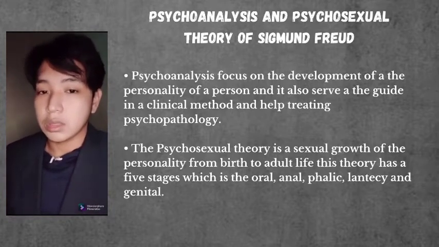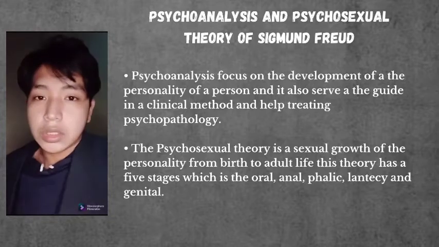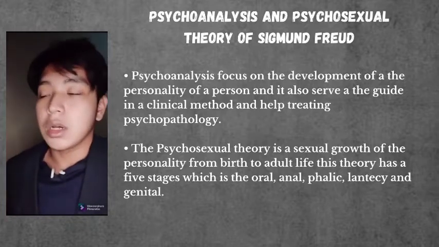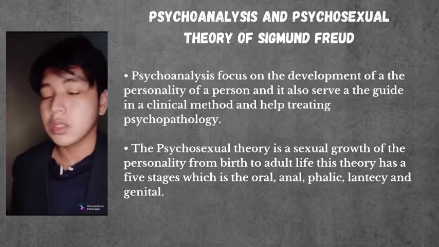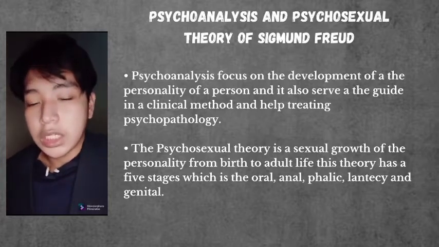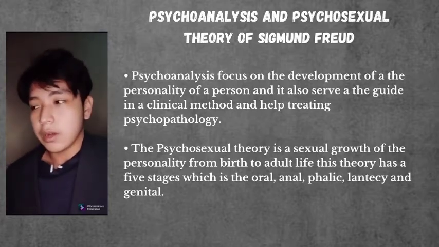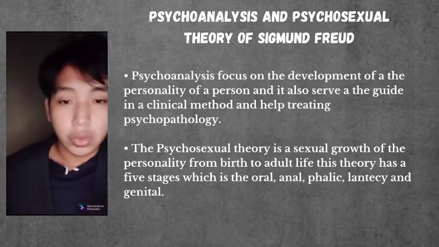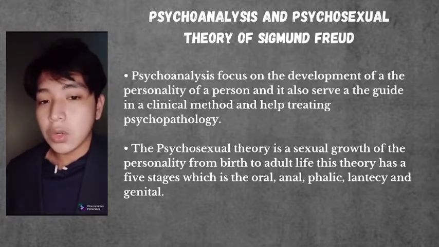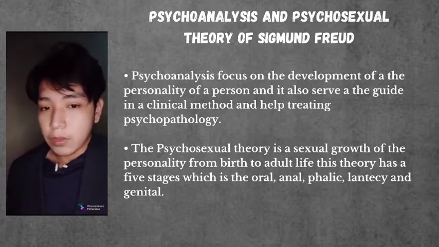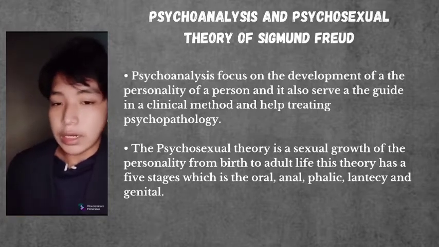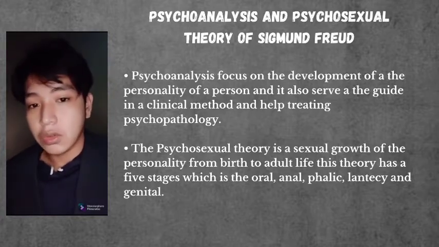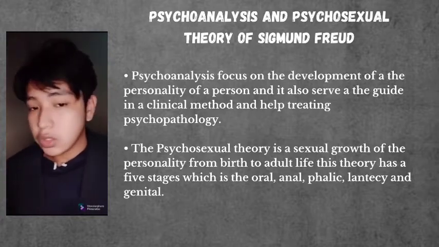The next theory I will give facts about is the psychosexual theory. The psychosexual theory is the sexual growth of the personality from birth to adult life. This theory has 5 stages: the oral, anal, phallic, latency, and genital. So that's the fact about this theory.